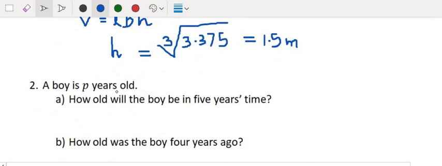A boy is P years old. Now how old will the boy be in 5 years later? So later means his age is going to increase, so we have to add. Now the present age of the boy is P, so the answer is going to be P plus 5.